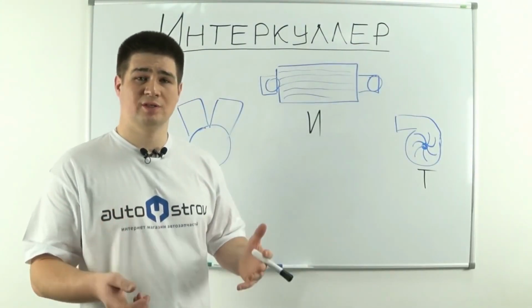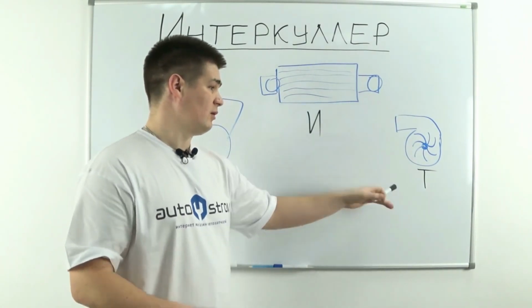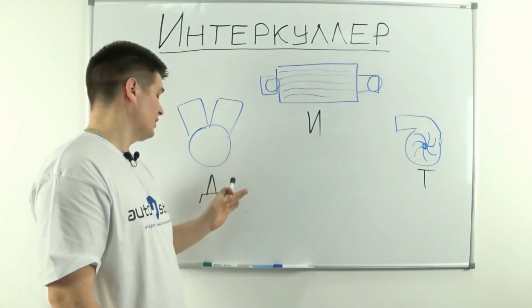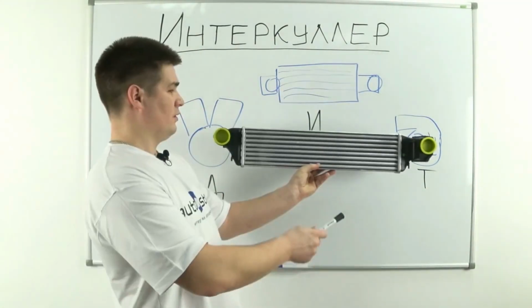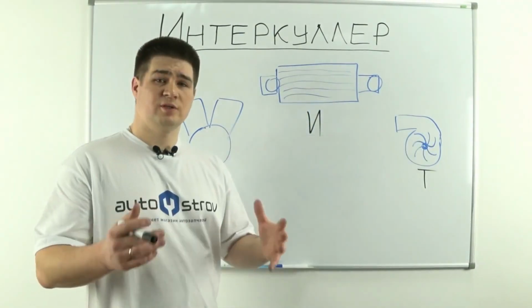In most cases, the intercooler is used on engines that have a turbocharging system. Here I have a conditionally depicted turbine. This is an intercooler, and this is an internal combustion engine. Here is how the intercooler is pictured on the board.